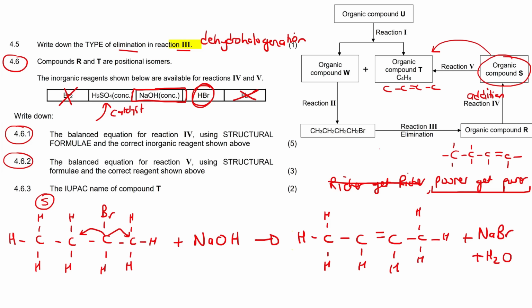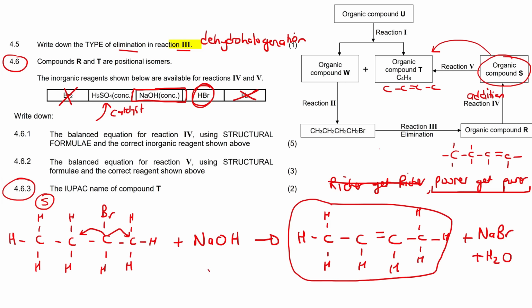Now, what else? The balanced equation, using structure and the correct reagent. There we go, done. And then lastly, what is the IUPAC name of compound T? So this is compound T over here. That's a simple one. That's a 4 carbon. It's an alkene with double bond on carbon number 2.